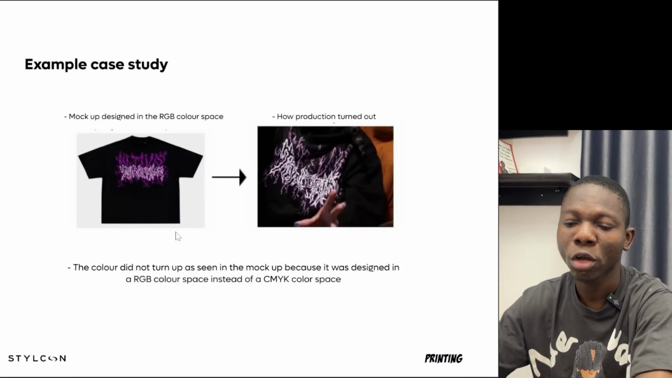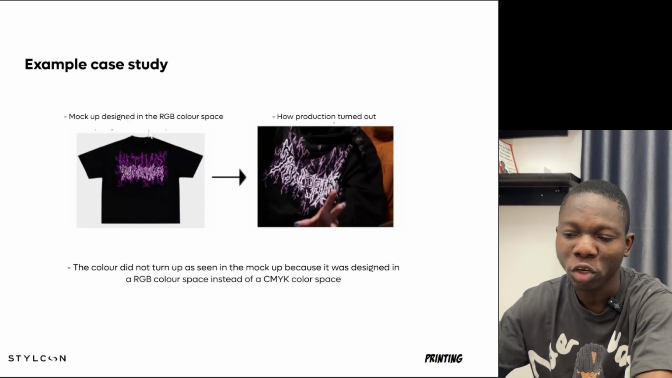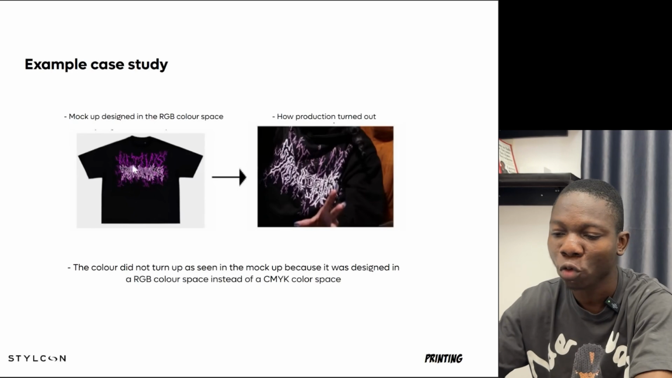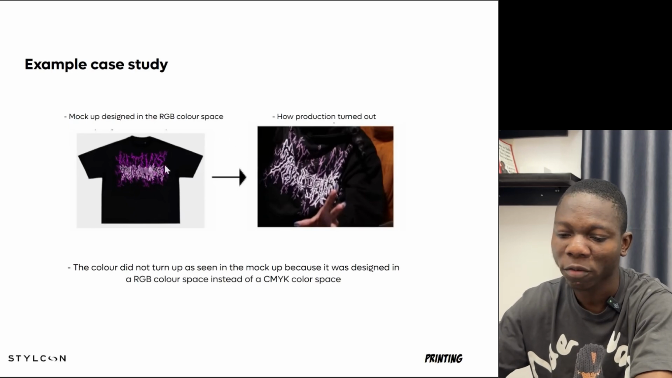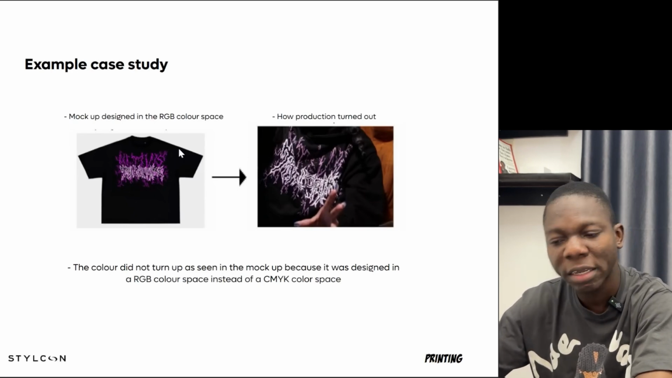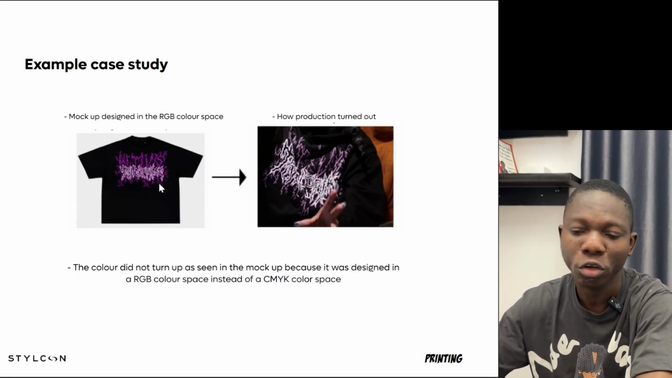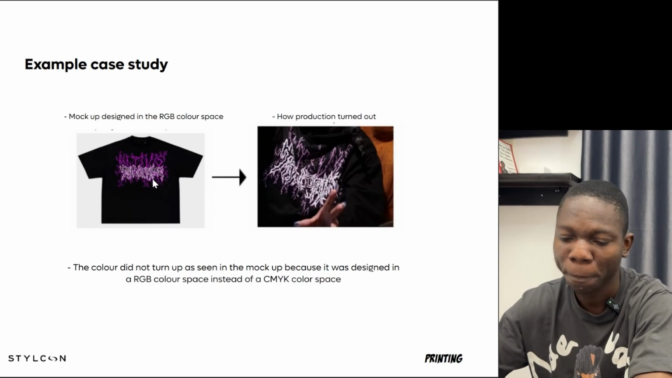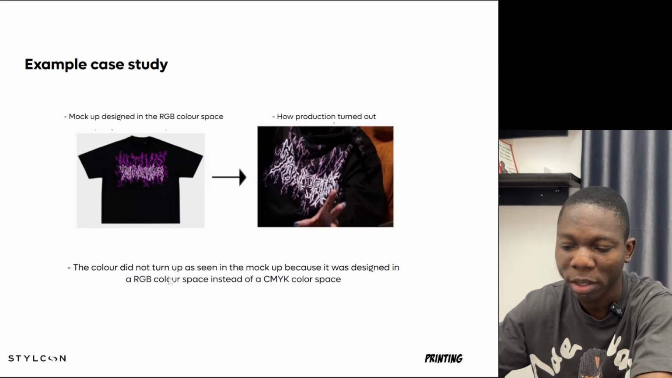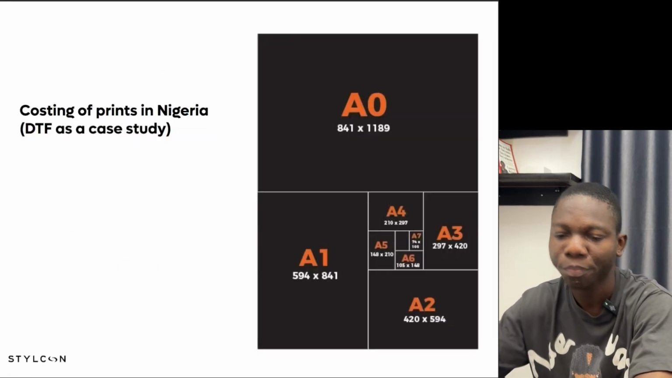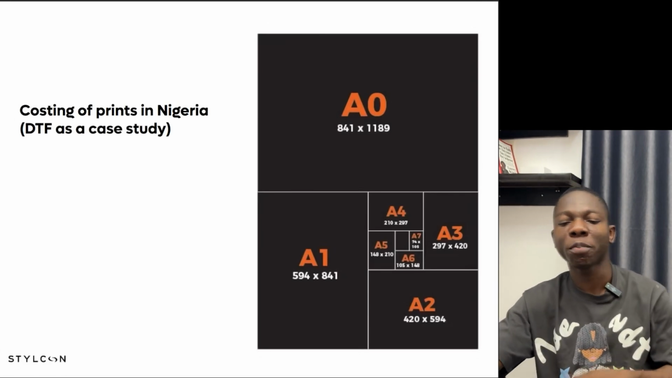If you don't do this, the color of the final outcome will not be reproduced accurately. Let's take for example, look at this mock-up. It was designed using an RGB color space. This design was exported in an RGB color space. Look at the outcome over its standard. So I see it's totally different. So in most cases, the printer is not the problem. The problem is you did not export well. You did not design in the right color space rather. The color did not turn out as expected because it was designed in an RGB color space rather than a CMYK color space.